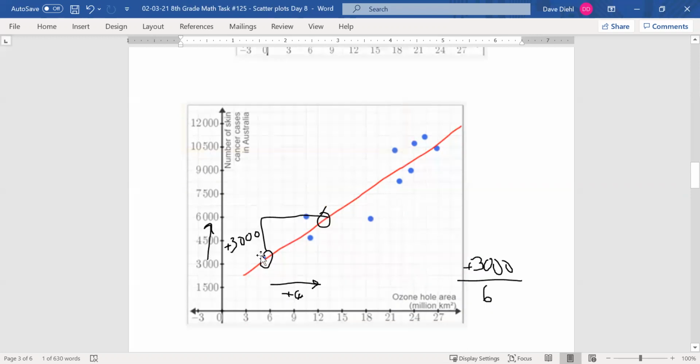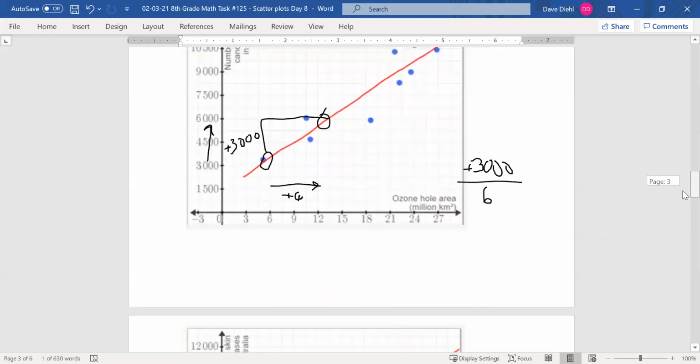So they realized that it's going up about 3,000 cases. From 3,000 to 6,000 is an increase of 3,000. And from 6 to 12 is about an increase of 6 million square kilometers. In other words, it's increasing about 3,000 cases every 6 million square kilometers. Now there's a pattern. There's my slope. That's my rate of change. That's how fast this thing is growing in terms of number of cases.